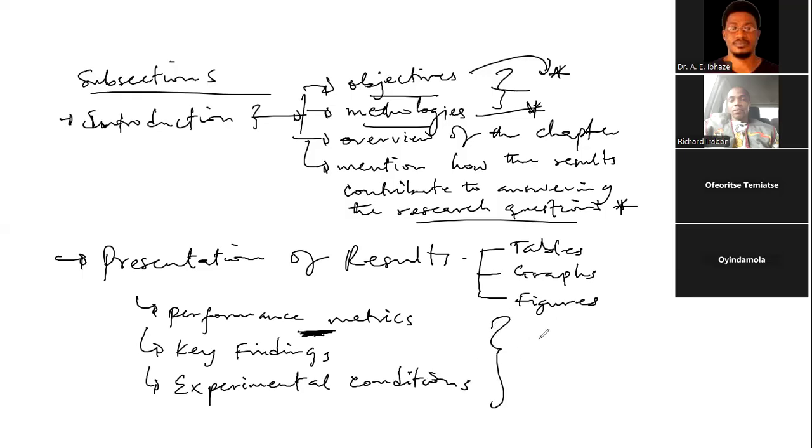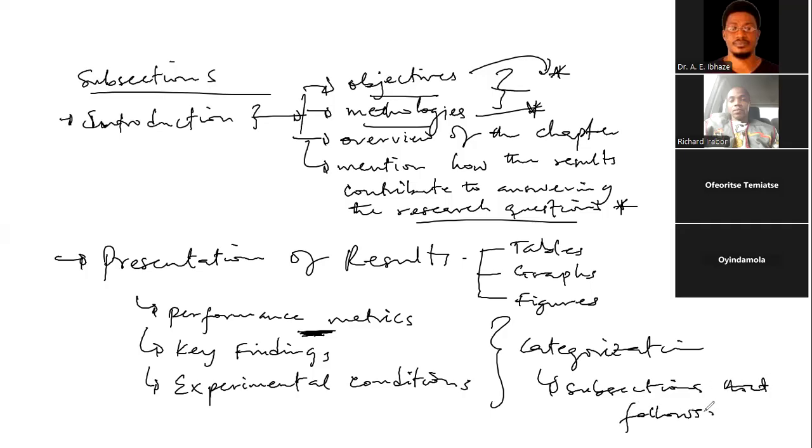Now, this categorization will determine the subsessions that will follow. Does this make sense, please?